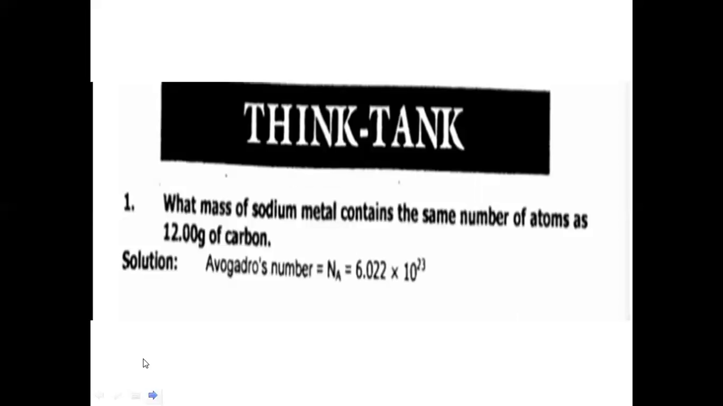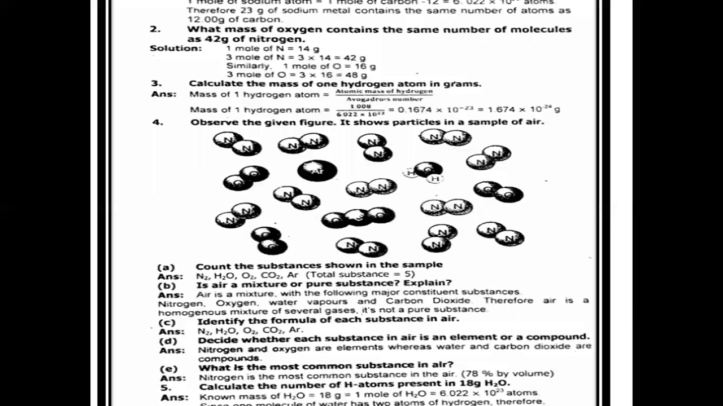Think tank. Question number 1. What mass of sodium metal contains the same number of atoms as 12 grams of carbon? Avogadro's number we know is 6.022 into 10 power 23. 1 mole of sodium atoms is equal to 1 mole of carbon, so it has Avogadro's number of particles.